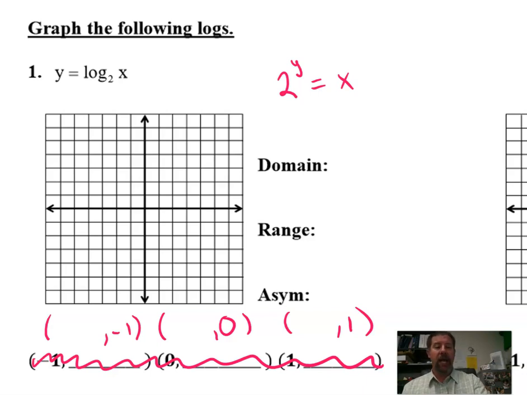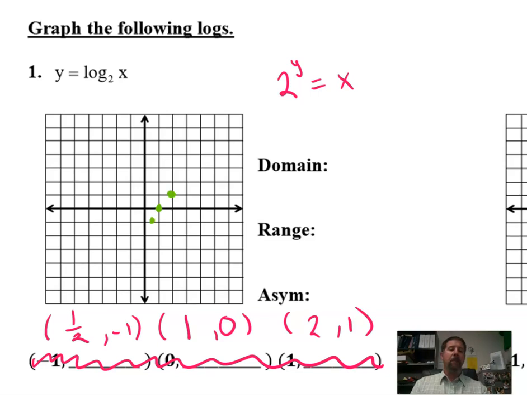When I plug in 1, I get the base, which is 2. When I plug in 0, I'm always going to get 1. And when I plug in -1, I get 1 over the base, or 1/2. Okay? So when I plug in 1, I got 2, 0, 1. When I plug in -1, I flip the base, so I get 1/2. And now I'm going to plot these points on our graph.